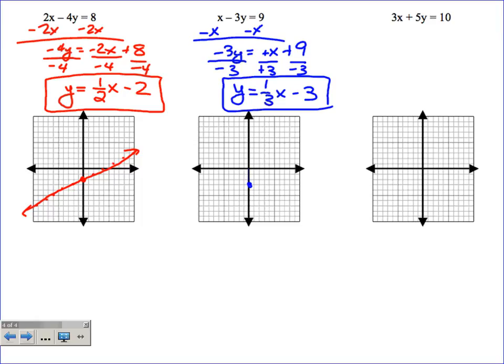We will rise 1, but we'll go to the right 3. Rise 1, right 3. Rise 1, right 3. We'll go down 1 and left 3. Down 1, left 3, and down 1, left 3, until we fall off the page. We draw a straight line through each of those dots. Draw little arrows at the ends. Hopefully yours looks something like that. You guys are using rulers, so hopefully yours are better than mine, but it's about where we're at.